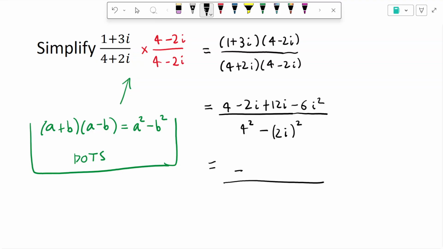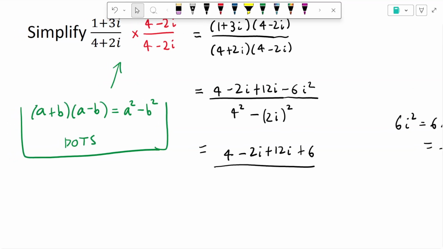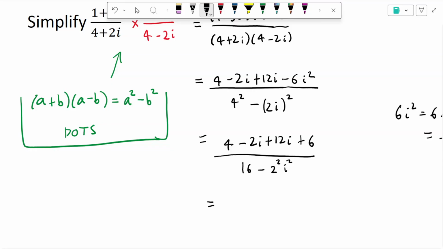So we've got 4 take 2i plus 12i minus 6i squared becomes plus 6. If you want to think about it, 6i squared is 6 times -1, because i squared is -1. And so you get -6 as your answer. Since we already had another minus there, it flips to plus 6. Okay. Dealing with the bottom, 4 squared is 16. And I'll keep the minus sign. We're going to have 2 squared and i squared. I am doing a lot of extra steps here, so if you want to skip a couple, that's fine.